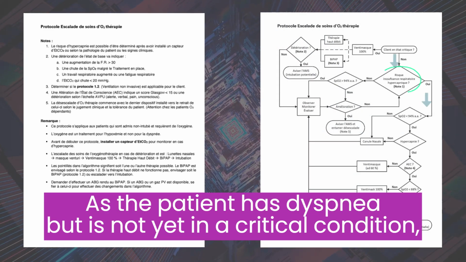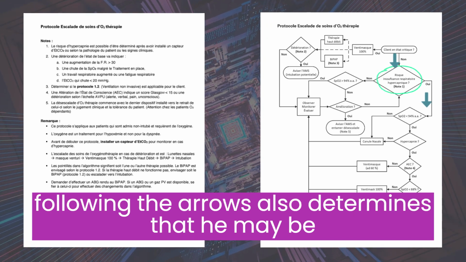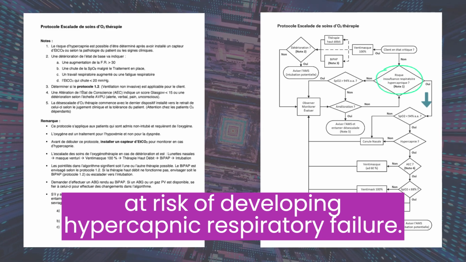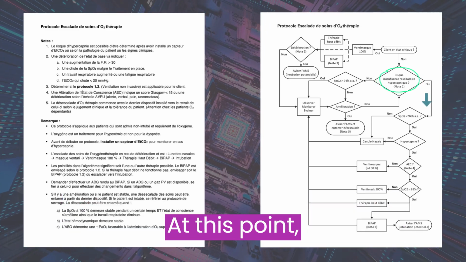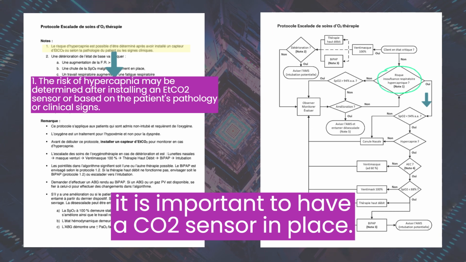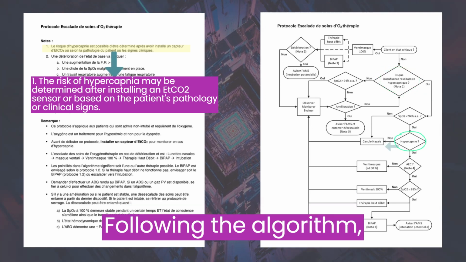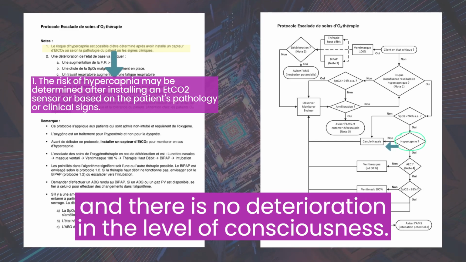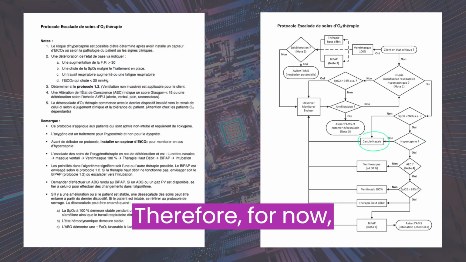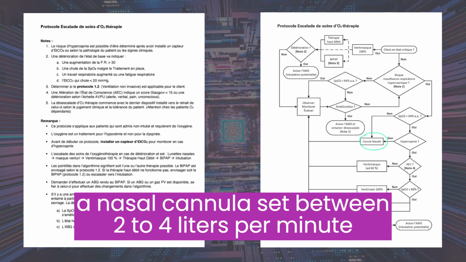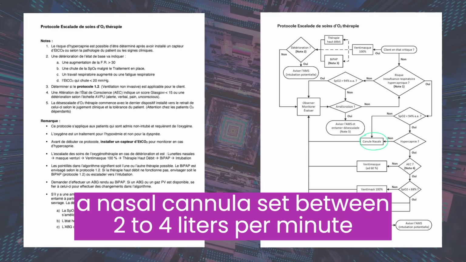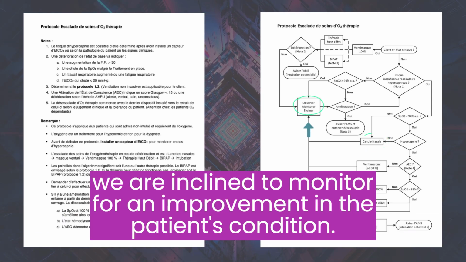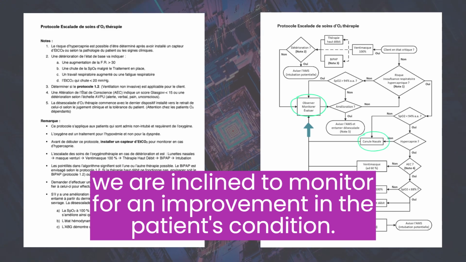As the patient has dyspnea but is not yet in a critical condition, following the arrows also determines that he may be at risk of developing hypercapnic respiratory failure. At this point, it is important to have a CO2 sensor in place. Following the algorithm, it is determined that there is no hypercapnia present and there is no deterioration in the level of consciousness. Therefore, for now, a nasal cannula set between 2 to 4 liters per minute is the appropriate device for this patient. By performing this intervention, we are inclined to monitor for an improvement in the patient's condition.